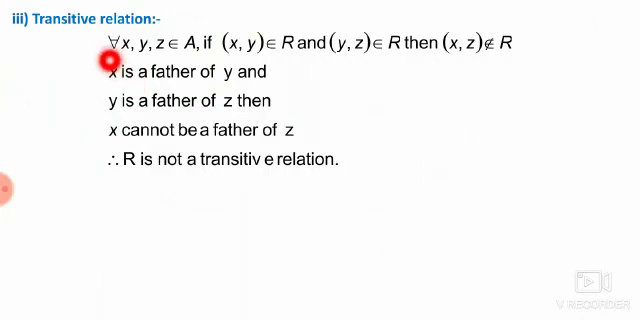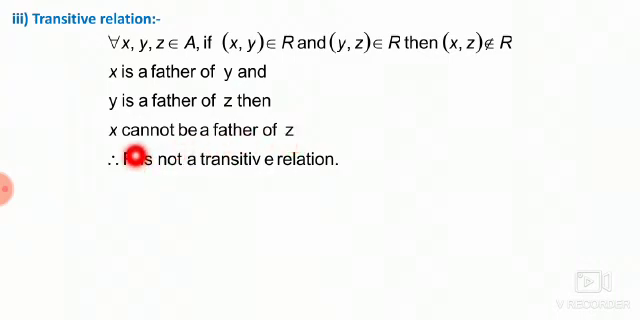Transitive relation. To define the transitivity, we need three human beings. x, y, z belongs to A. If (x, y) belongs to R, (y, z) belongs to R, then (x, z) does not belong to R. That is, x is the father of y, which belongs to R. y is a father of z, that also belongs to R. Then x cannot be a father of z. x is a father of y and y is a father of z. Then x cannot be a father of z.